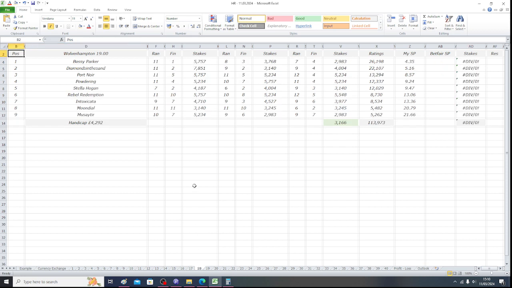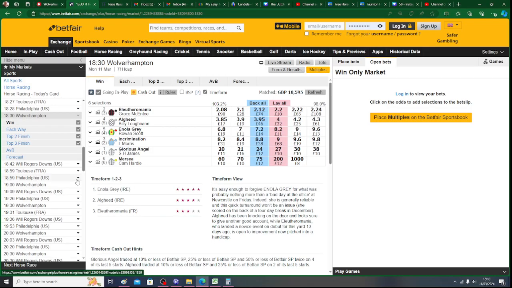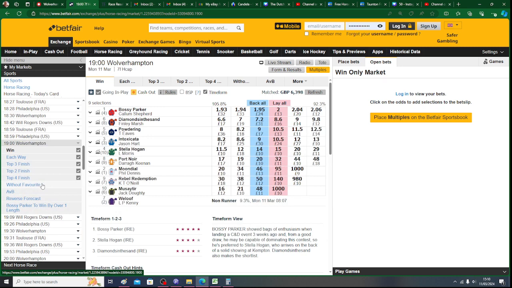Then it's time for the 7 o'clock. 9 go to the post, another handicap, £4,292 to the winner. And our top selection here is Bossy Parker. So back into Betfair, 7 o'clock, and Bossy Parker, we can already see here that it's odds on at 1.95.